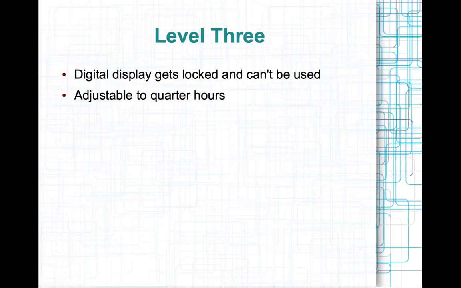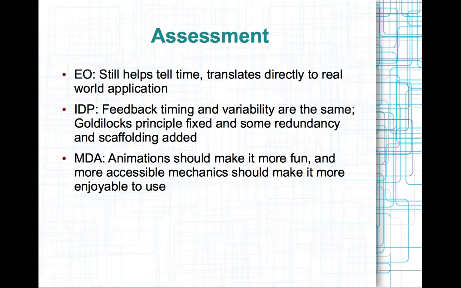And then for the 3rd level, I would take away the digital display so that they would have to learn to tell the time on the analog clock, and increase the difficulty by making it adjustable to quarter hours, so you've got more difficult intervals. So in terms of education objectives, though, it still works pretty much the same. It helps them tell the time and tell the differences between times.